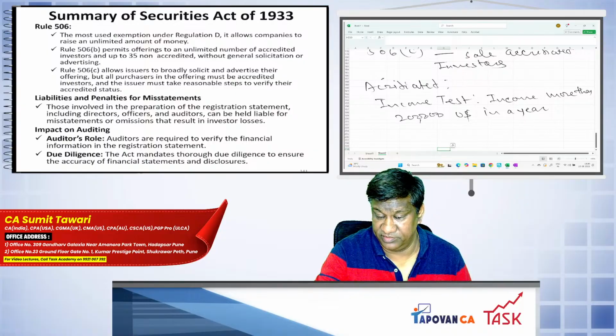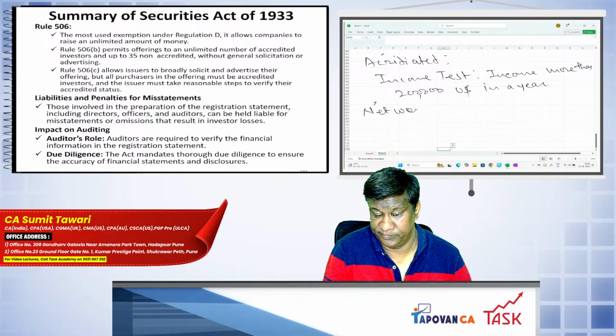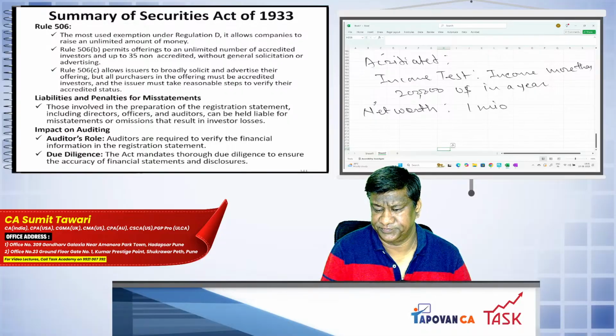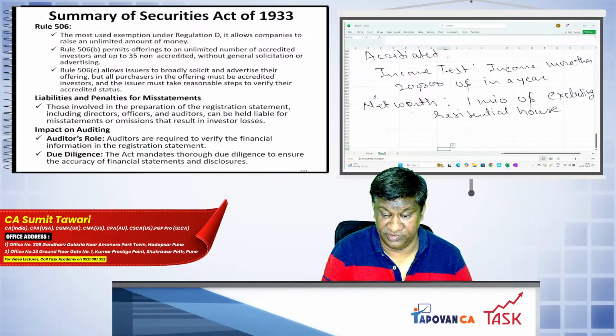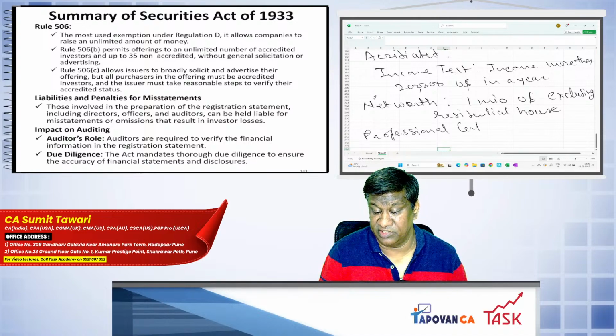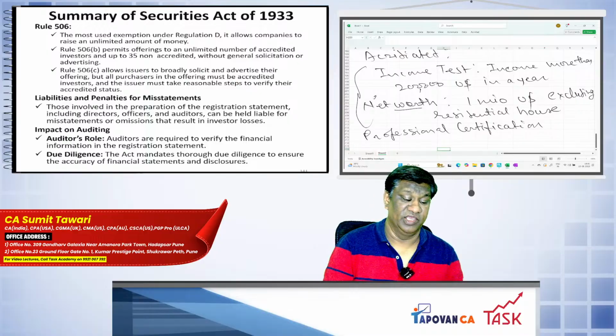Okay. Then net worth. As per net worth, there should be 1 million US dollars, excluding your residential house. And the third one is professional certification. Means if your certification justifies that you have knowledge of the stock market, then you can be considered an accredited investor. So just keep in mind: income test 200,000 US dollars and net worth 1 million US dollars.